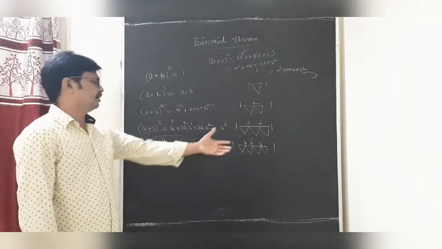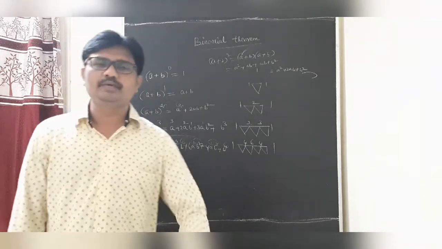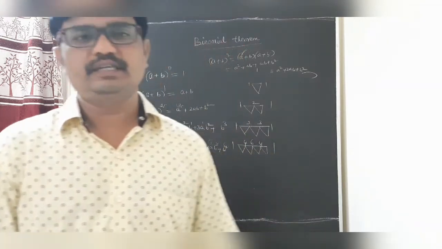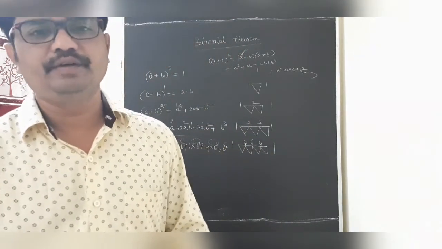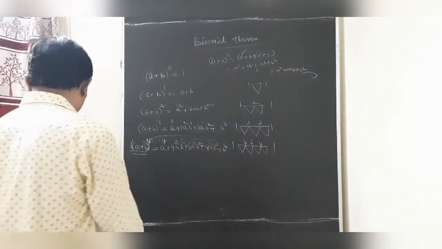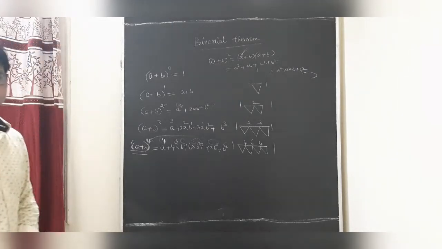At the same time, the binomial coefficients are found using the Pascal method. Similarly, suppose the binomial index is 5, 6, 7 or 8, it is very difficult to find this way. So that's why right now we are taking the binomial expansion.